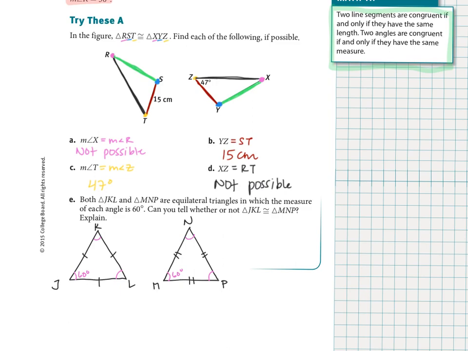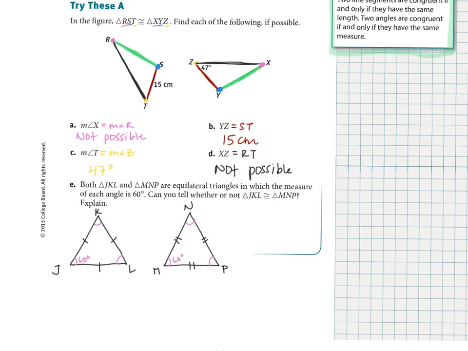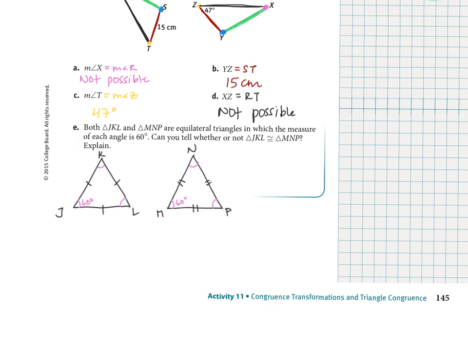So the question says, can you tell whether or not triangle JKL is congruent to triangle MNP? And it says explain. Well, let's think about this. Equilateral triangles have the same sides within each other and they have the same angles within each other. But do we know if all equilateral triangles are the same? Think about it when you've seen it in the real world. Are all equilateral triangles the same? Could we have some bigger? Could we have some smaller?